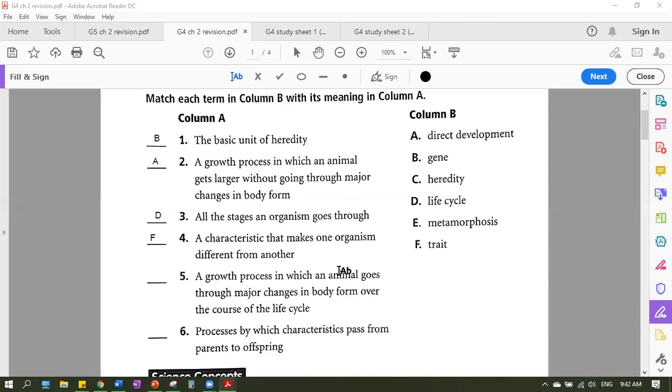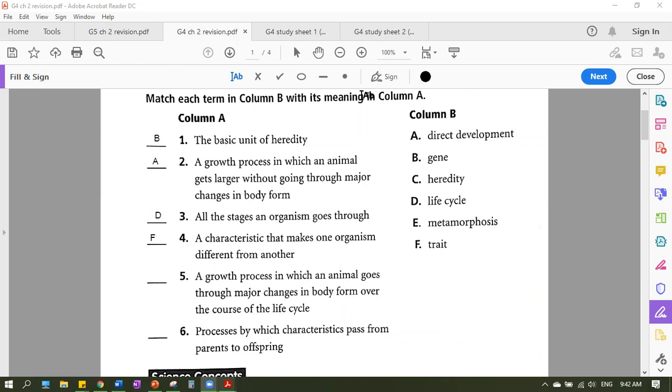Okay, number 5, a growth process in which an animal goes through major changes. Look at this word, major changes, big changes in body form over the course of the life cycle. What do you think it's going to be? Try to read all of column P. It's metamorphosis.